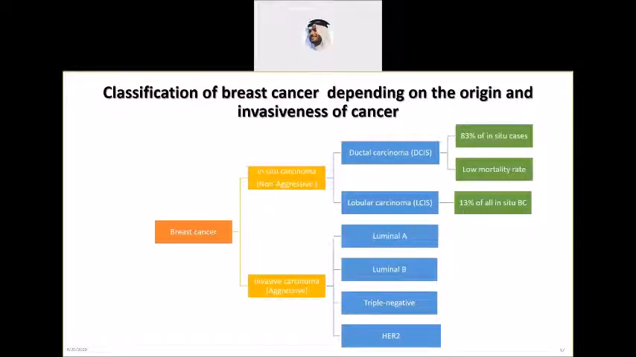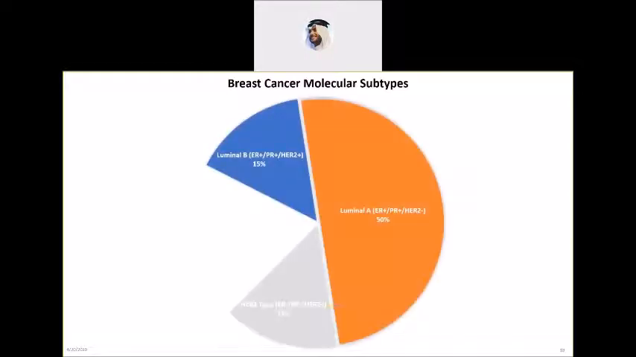We can divide breast cancer into in situ carcinoma, which is mostly a non-aggressive phenotype, and invasive carcinomas, which are the aggressive subtypes. These aggressive subtypes can be divided according to the molecular subtype as luminal A, luminal B, triple negative, or HER2 subtypes. If we divide breast cancer only by molecular subtypes, we have 4 major subtypes, with luminal A representing more than 50% of the cases.